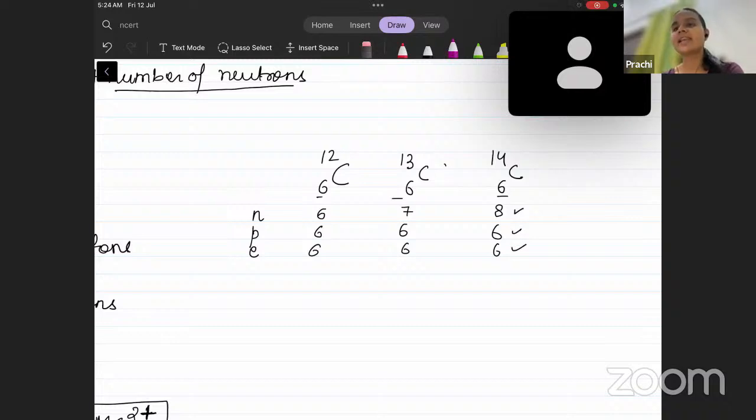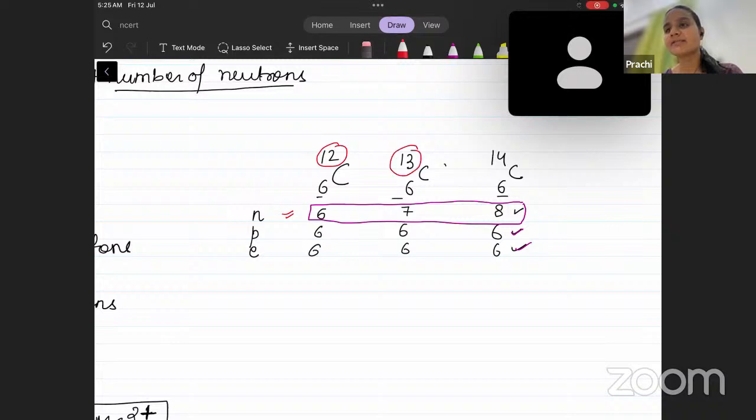So what I can see here is that they have the same number of electrons and protons, or I can say they have the same atomic number. Whereas they have a different number of neutrons. So from here, what we can see is that the number of neutrons is different. The electrons and protons are the same, or I say the atomic number is the same, whereas the mass number is different.